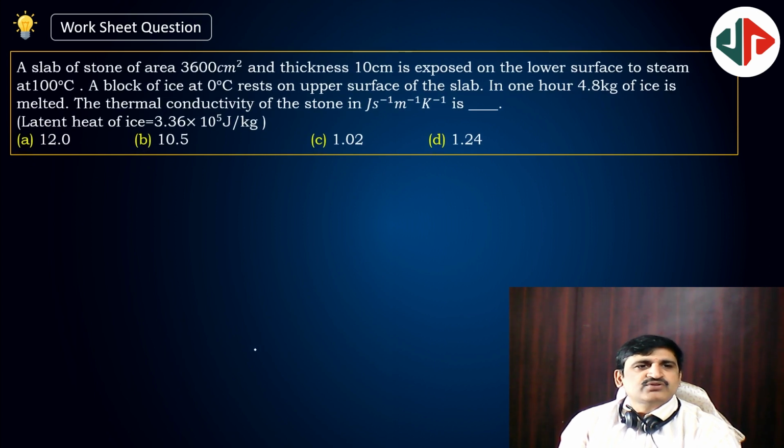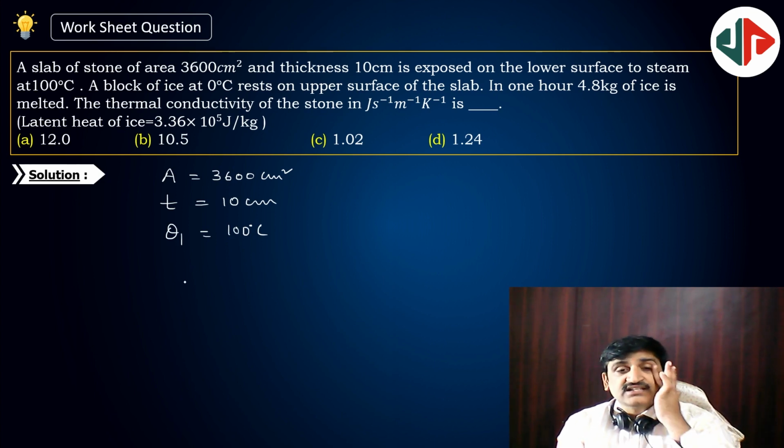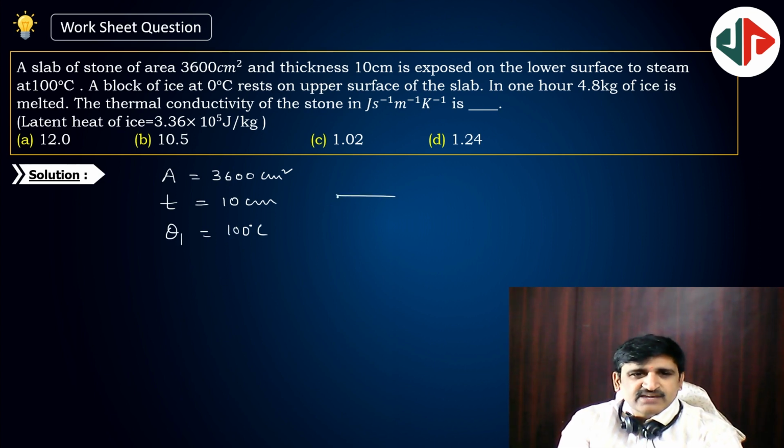A slab of stone of area A equal to 3600 centimeter square and thickness T equal to 10 centimeter is exposed on the lower surface to steam at theta 1 equal to 100 degrees Celsius. A block of ice is at 0 degrees Celsius at the upper surface. So here is a slab, here is ice at 0 degrees Celsius, and here is 100 degrees Celsius. Its area is given, its thickness is given.